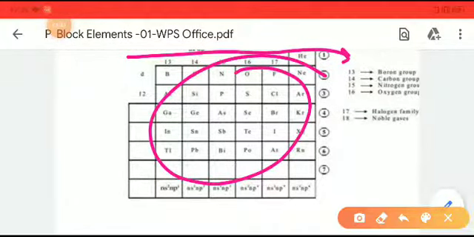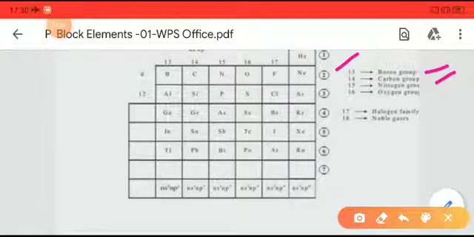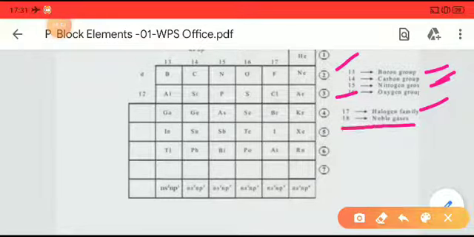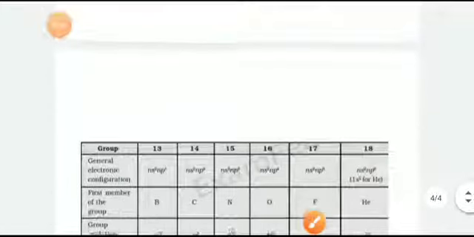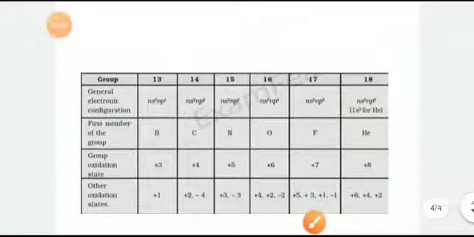Okay, so as we know, group number 13 is named boron, group number 14 is carbon, group number 15 nitrogen, group number 16 oxygen, group number 17 halogen group, and group number 18 noble gases. Okay, so let's move forward.